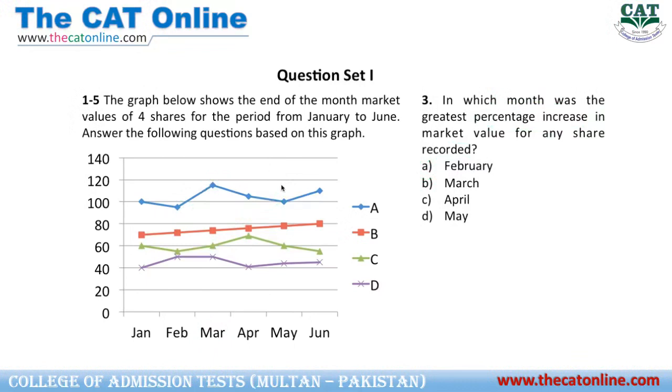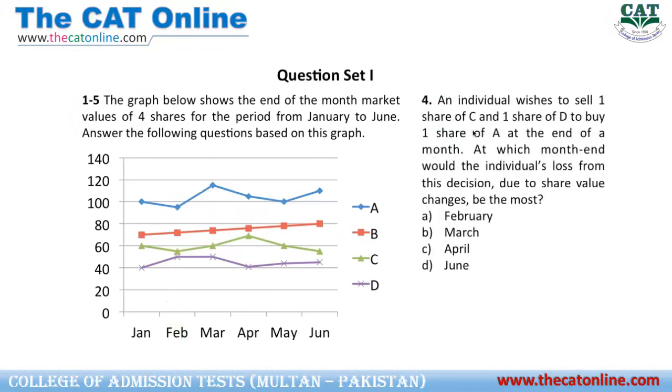Let's check question number 3. In which month was the percentage increase in the market value for any share recorded? So the greatest percentage increase, we've already calculated this, happened for D, which was 25%, and it happened in the month of February, because we calculated from January to February. So the correct answer is the A part here again. Let's check the fourth question. An individual wishes to sell one share of C and one share of D to buy one share of A at the end of a month.